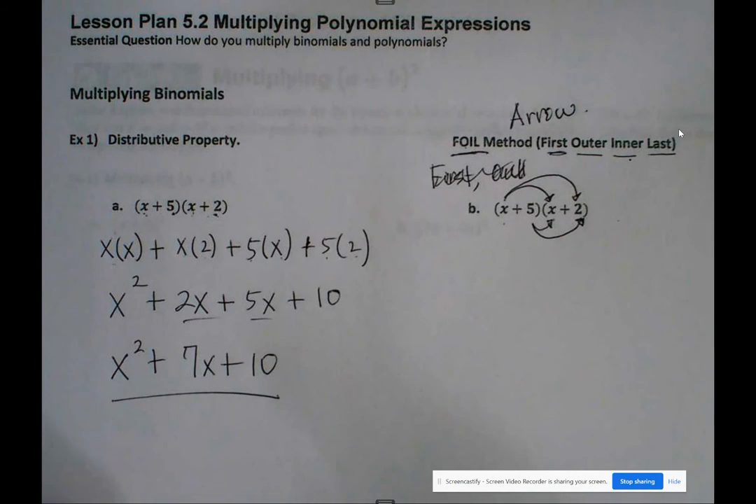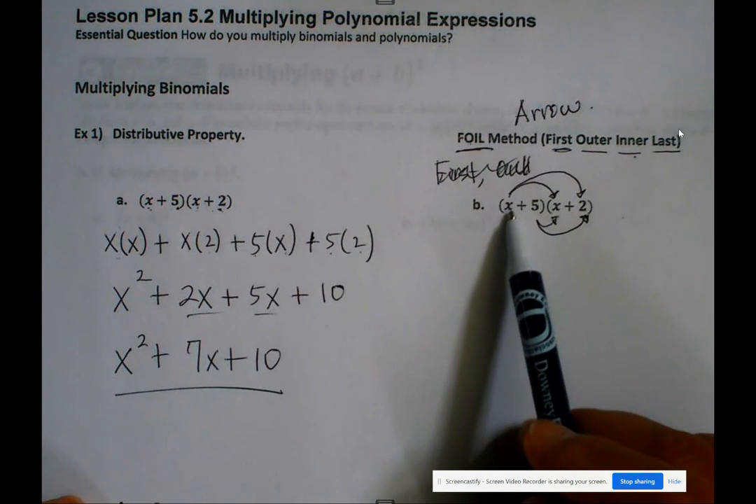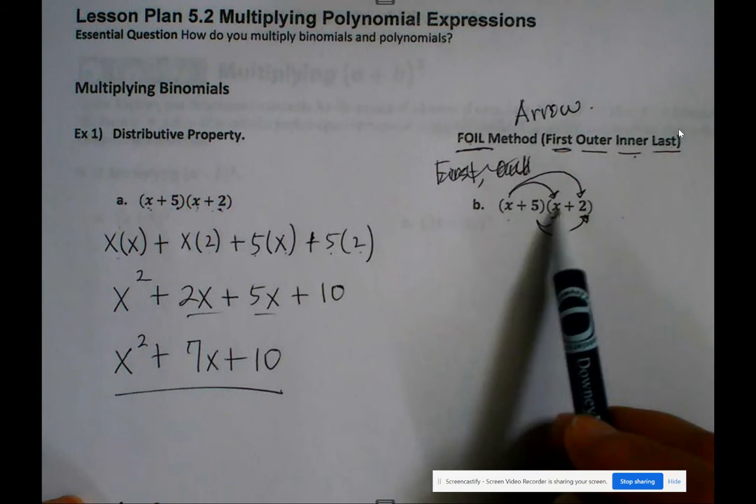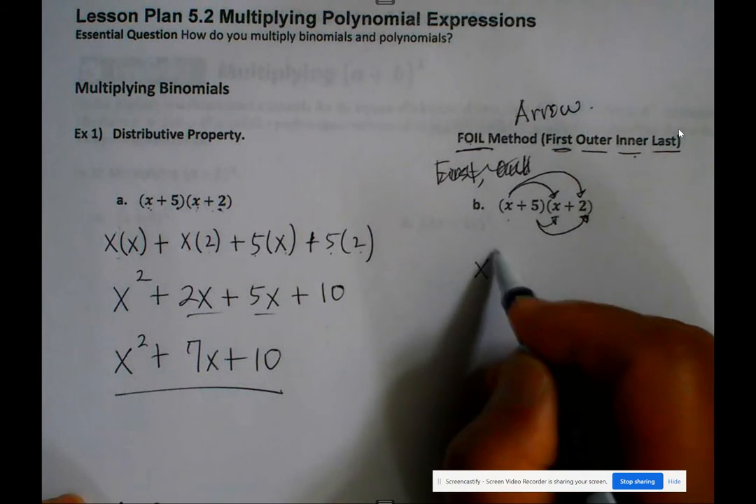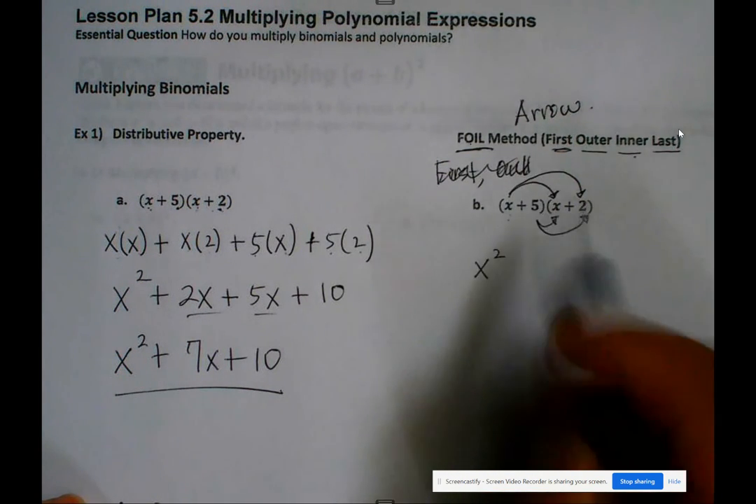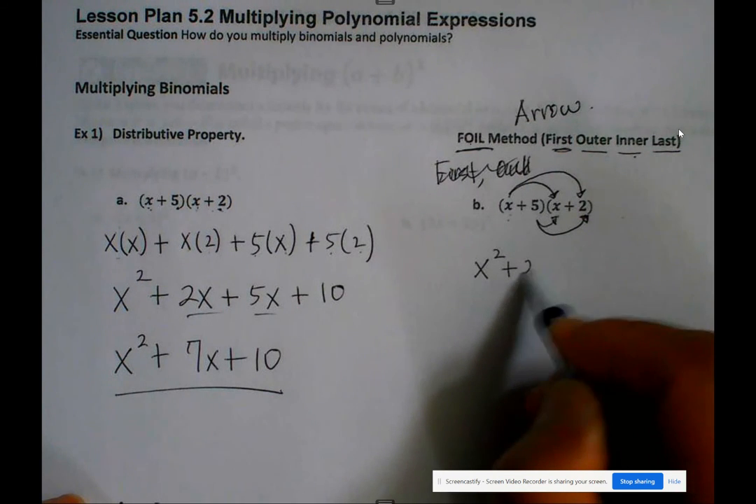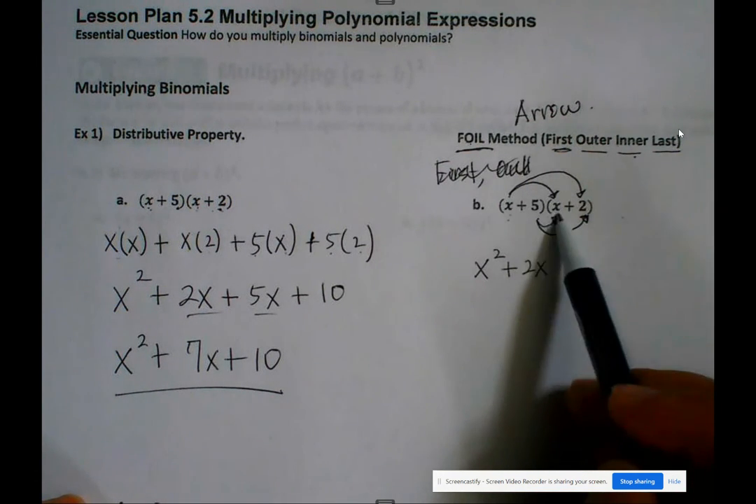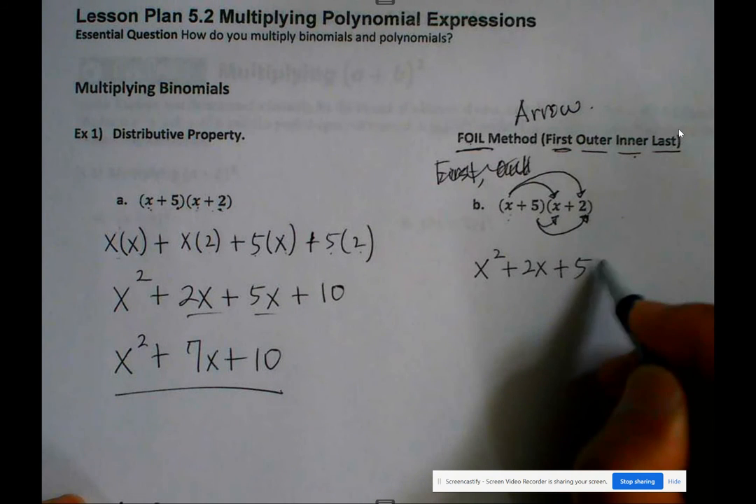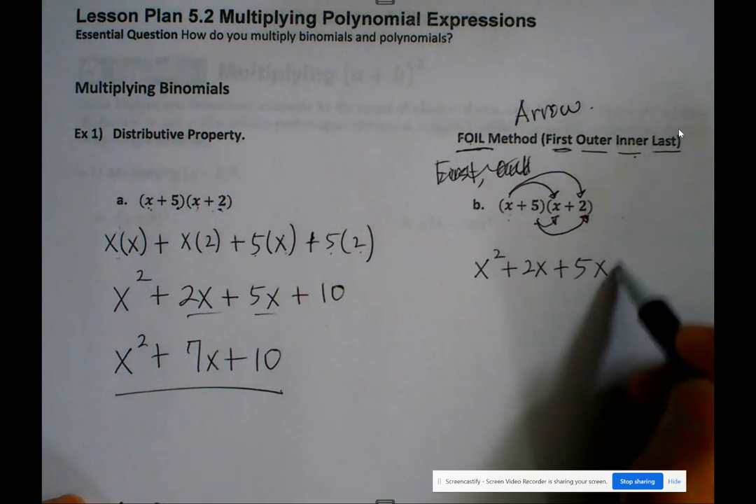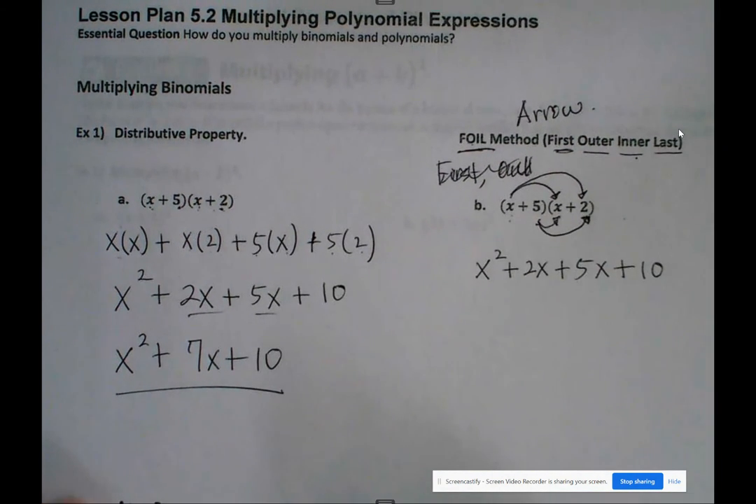So you can use arrows again, but after a while, you can do this without drawing any arrows. So let's start with the first one. The first arrow is x times x, which will give you x squared. And x times 2 would give you 2x. And then 5 times x will give you 5x. And then 5 times 2 would give you 10. If you just follow the arrow, it tells you which ones to multiply.